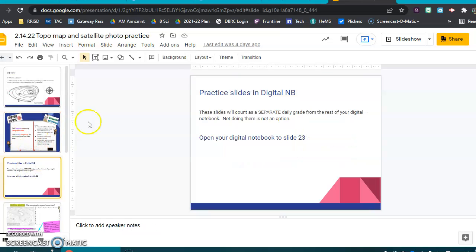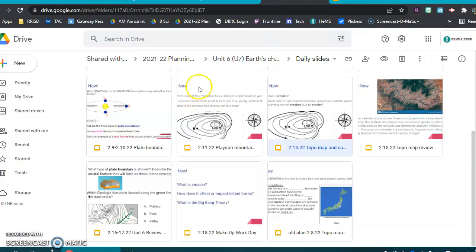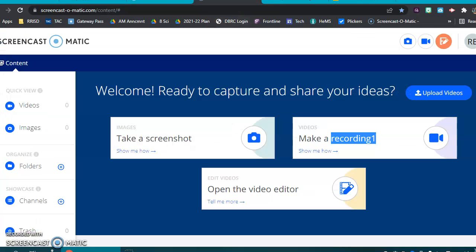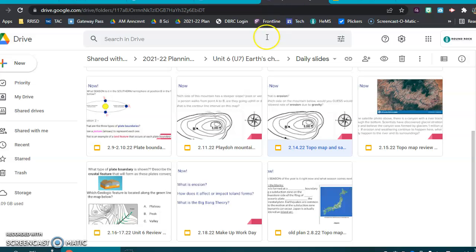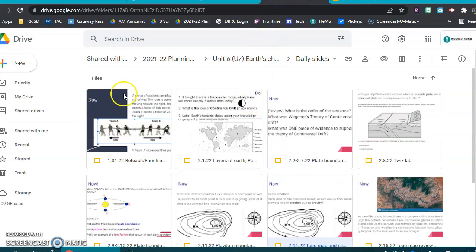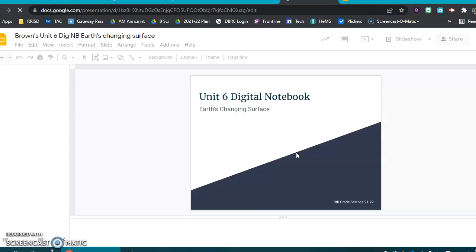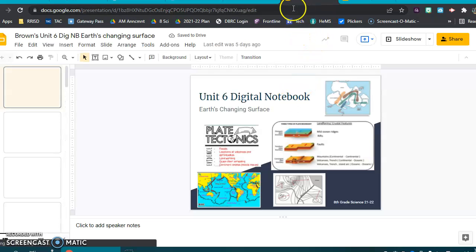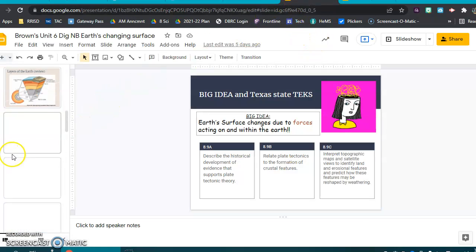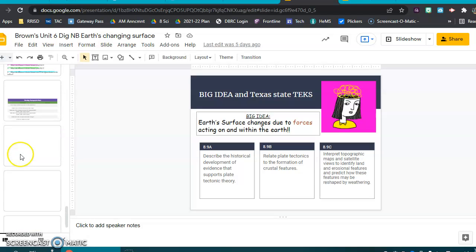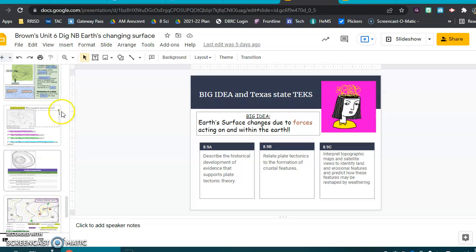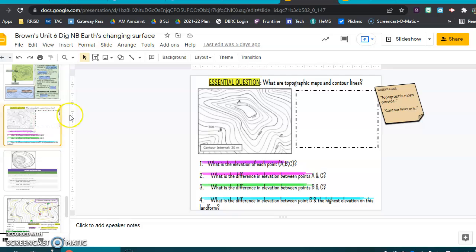So you're going to open your notebook to slide 23, and I'm going to open mine with you. Let me get my notebook up. And we're going to come down here to slide 23. And mine, it's slide 22. So you're going to answer the question in this box. What are topographic maps? You got it.